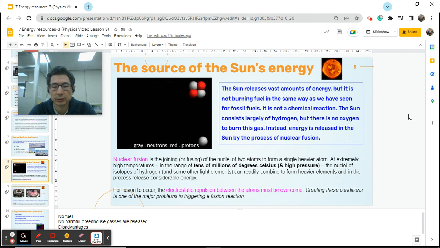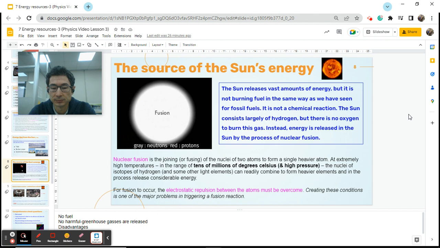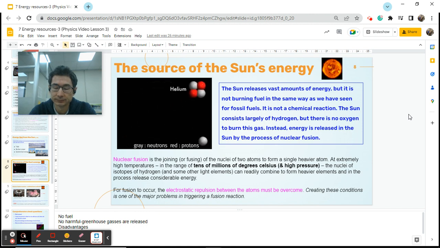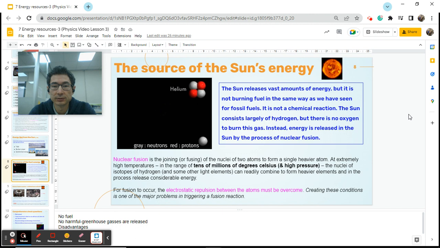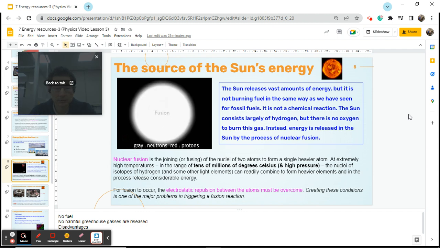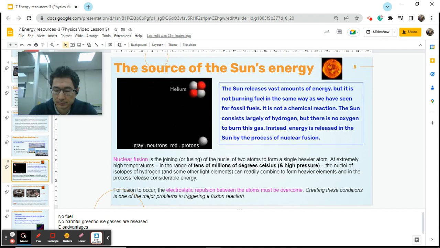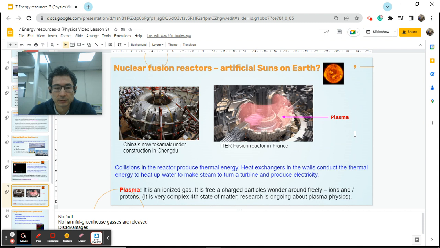So for fusion to occur, the electrostatic repulsion between the atoms must be overcome. Creating these conditions is one of the major problems in triggering a fusion reaction, which requires maybe a hundred million degrees Celsius temperature and very high pressure. So right now the research is going on.